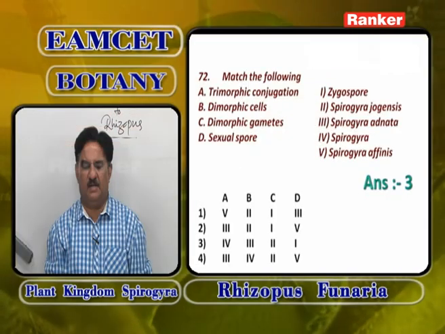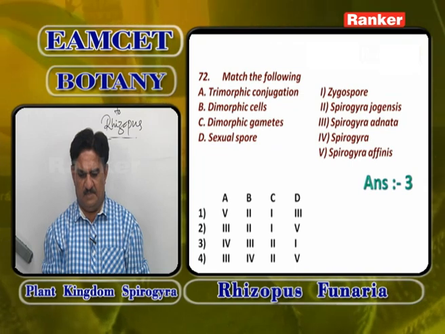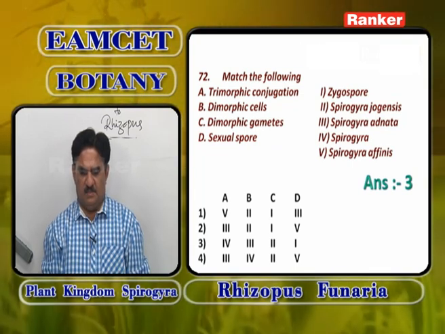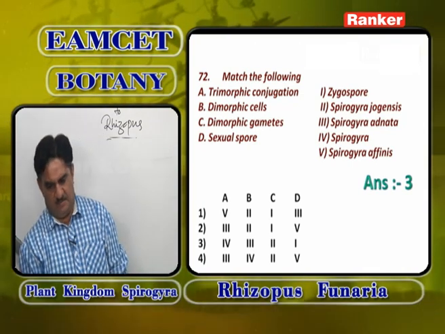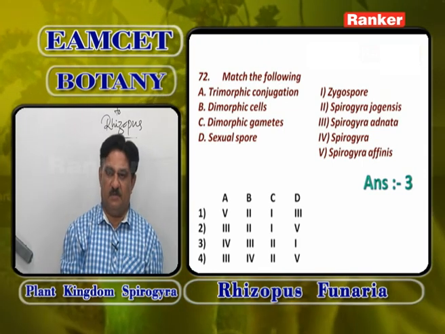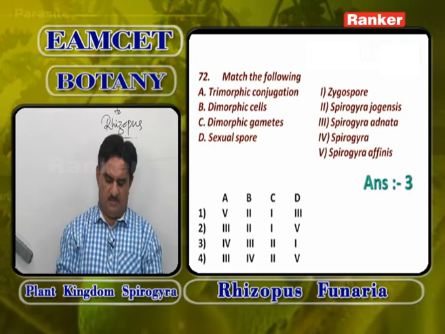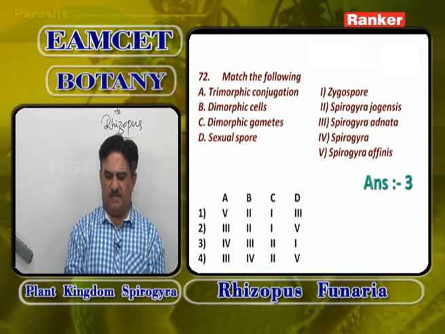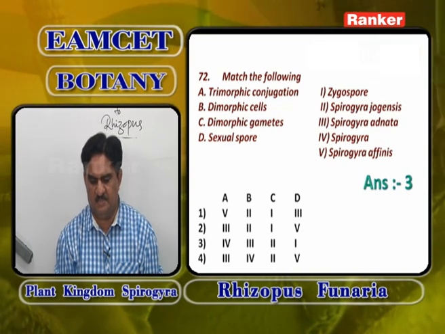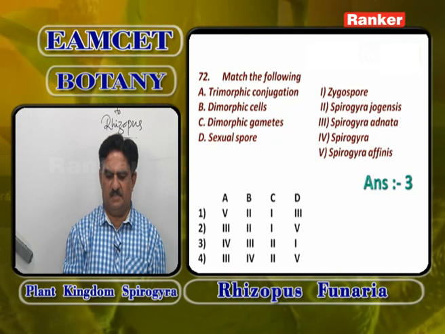Dimorphic cells is Spirogyra jogensis. Why? Two cells, male cell and female cell. C1, dimorphic gametes, zygospore, and C2, Spirogyra jogensis, dimorphic gametes, because the male gamete shows a conical process, while the female gamete does not show any conical process. So, Spirogyra jogensis is dimorphic gametes, and D1, sexual spore is zygospore.